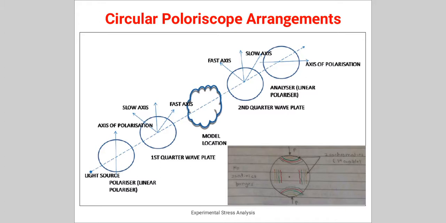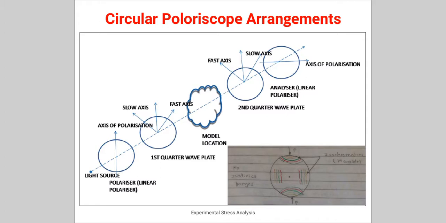That means in the plane polariscope arrangement, there is no use of the isochromatic fringe, because the isochromatic fringe is stationary. But in the circular polariscope arrangement, for the magnitude calculations, we have to remove the isoclinic fringes and obtain only isochromatic fringes. So quarter wave plate number 1 and quarter wave plate number 2 have three basic functions. The first function is to remove the isoclinic fringe.